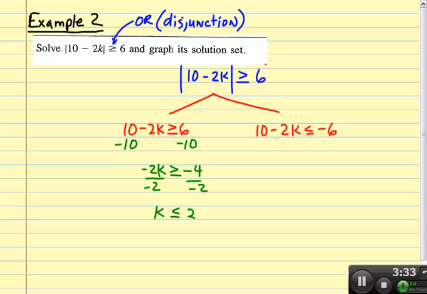Let's see what happens over here. Subtract 10 from both sides. That's going to give me -2k is less than or equal to -16. Then I'm going to divide by -2 on both sides. Dividing by a negative on both sides means I need to flip the inequality, and that k is greater than or equal to +8.